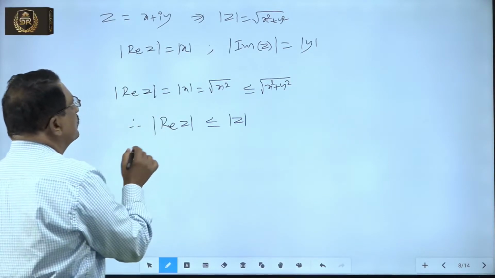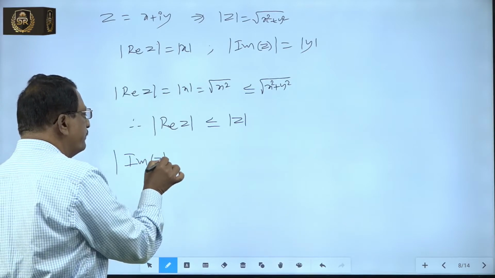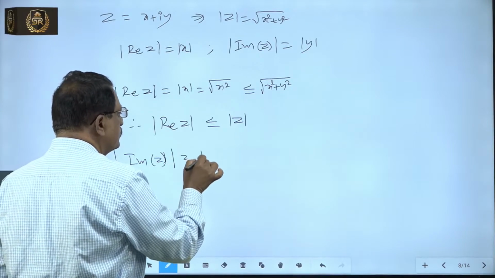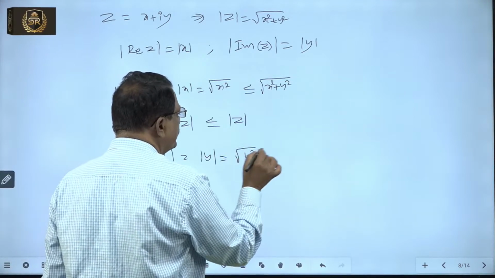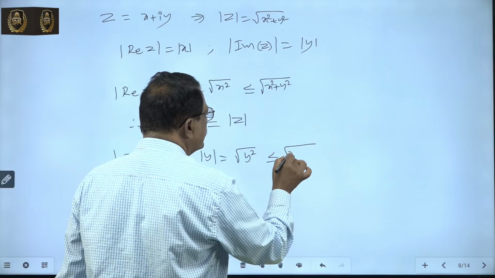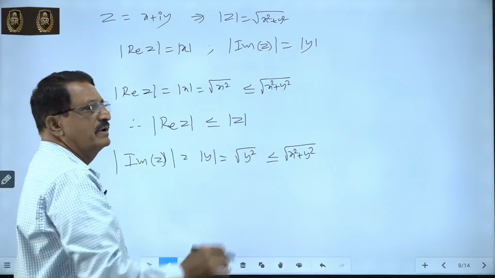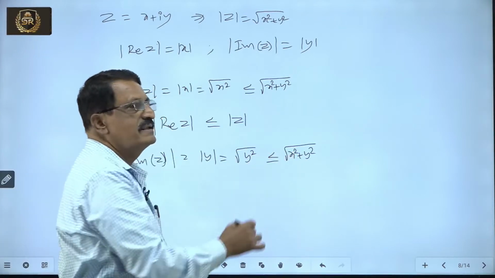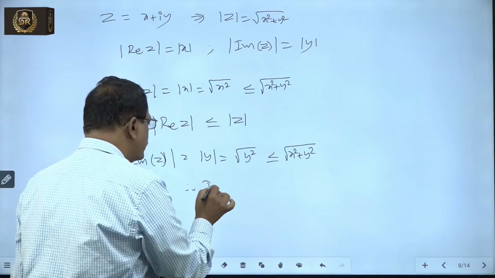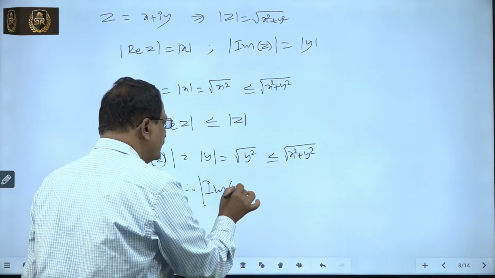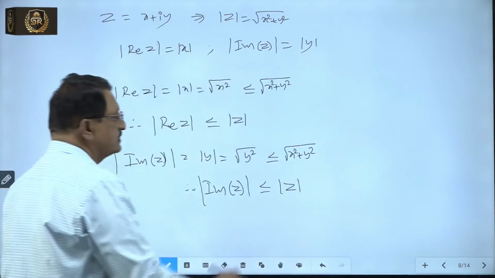Next, similarly, mod of imaginary part of Z equals mod y, or it can also be written as root of y square. It is less than or equal to square root of x square plus y square, because only when x equals 0 are both equal, otherwise root y square must be less than square root of x square plus y square. Therefore mod of imaginary part of Z is less than or equal to mod Z.